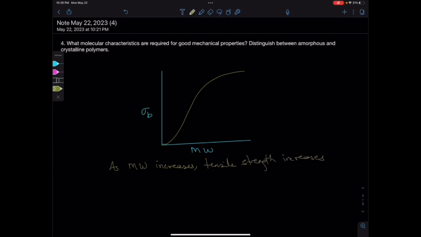Also, a narrower molecular weight distribution yields better properties because the low end of the distribution may act as a plasticizer, softening the material. So, narrow molecular weight distribution also gives good properties because the low end acts as a plasticizer, softening the material.